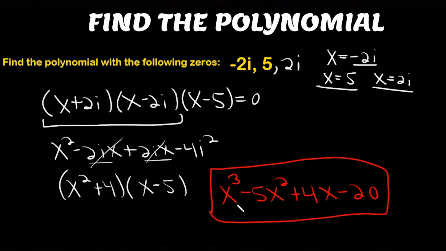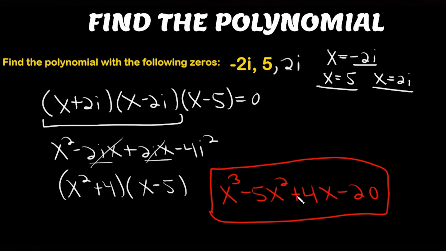So this polynomial has the following zeros of negative 2i, plus 2i, and positive 5. Now remember, when you graph this polynomial, you are not going to see negative 2i or positive 2i because they're imaginary, right? So technically, if you were to graph this, you're only going to see it crossing the x-axis at 5. You won't see the negative 2i and the positive 2i because, again, we're dealing in the real plane, not the imaginary plane. Okay, so this is done.